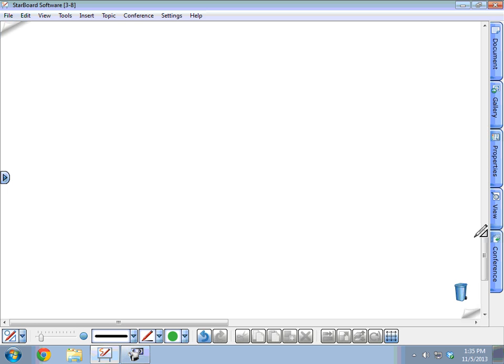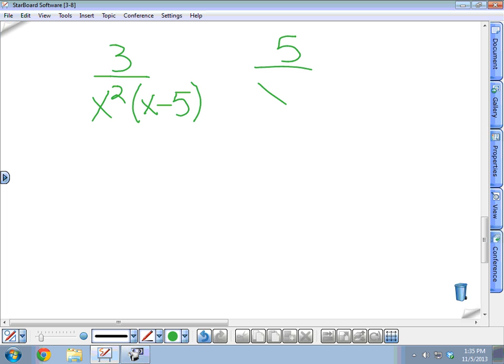All right, let's do limiting the domain. So the domain are all the possible inputs you can have that'll make this function produce a real number. Okay? So, for example, it gives you some examples. 3 over x squared times x minus 5, and then it gives you 5x squared plus 1, and then it gives you square root of x plus 1. And it says, give us the domain. So it doesn't want the range now, it wants the domain. Well, what are the possible inputs that will work?